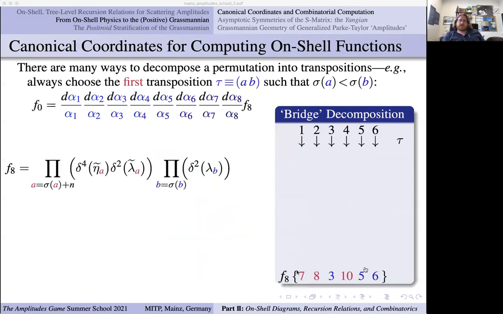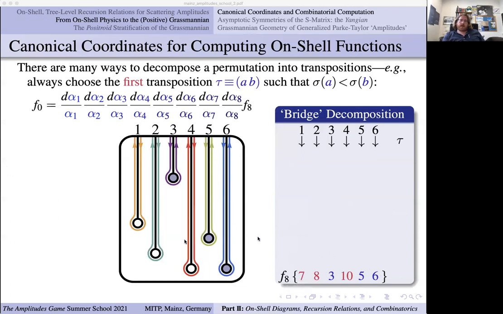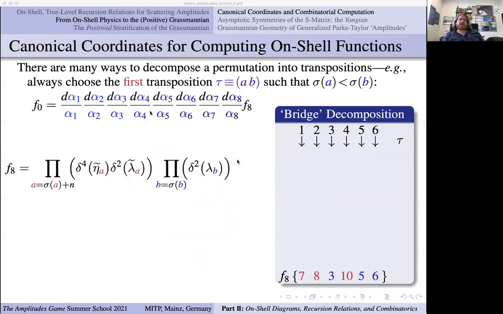So what is this silly on-shell function where everything comes in? Well, if we want to make the lambda tildes of particles 1, 2, and 4 vanish, and the lambdas of particles 3, 5, and 6 vanish, basically the function that we have here is just a bunch of delta functions. Forget about this eta tilde. Again, we're not really talking too much about supersymmetry, but it's there. And so we have 3 delta functions for lambda tildes and 3 for lambdas.